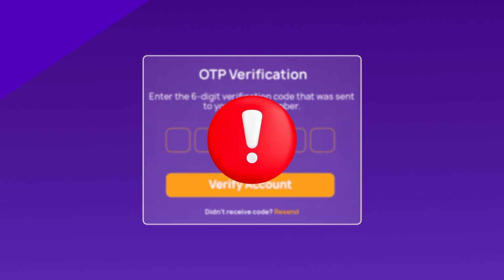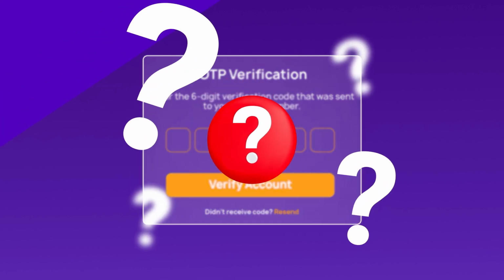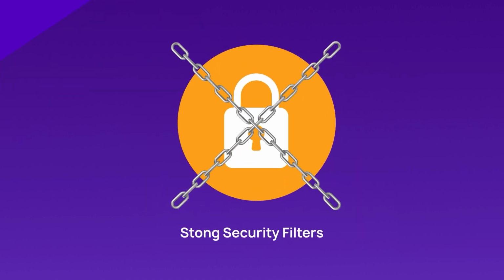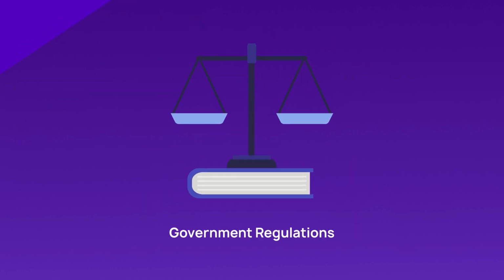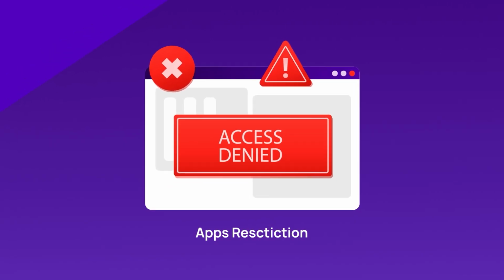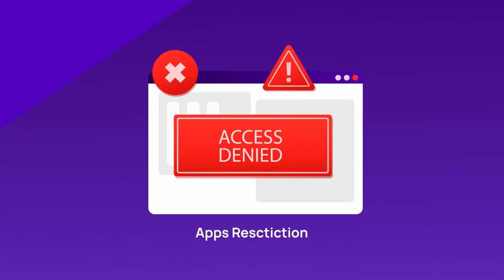Not receiving OTP when you need it most? It can surely get on your nerves. And what could be the reasons? Frequent policy updates, stronger security filters, government regulations, and apps restricting VoIP numbers for OTP delivery, making two-factor authentication difficult.